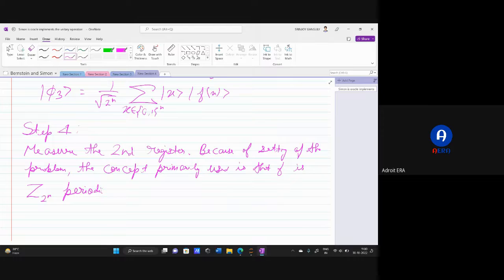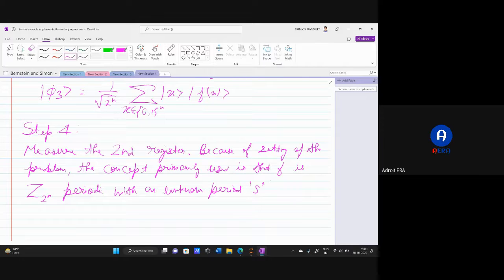Okay, I'm just going to give you a small glimpse. If you do not understand these steps, do not worry too much. Here, f is Z_2^n periodic with an unknown period. That period is s.